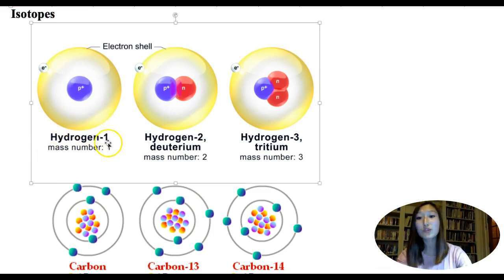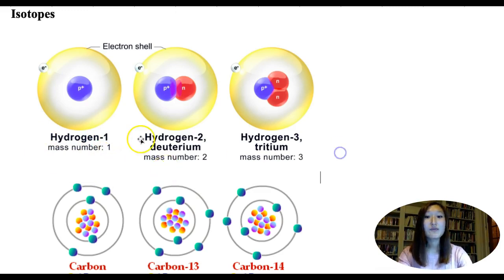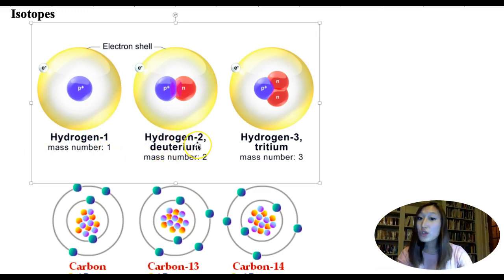So we have one proton and no neutron, right? If you were to have hydrogen-2, that means the atomic mass is 2. That's what this dash means. The proton number is still 1 because that's what makes a hydrogen. But instead of having 0 neutrons, you would have 1 neutron. Together, you would have proton plus neutron, 1 plus 1. The atomic mass is 2.